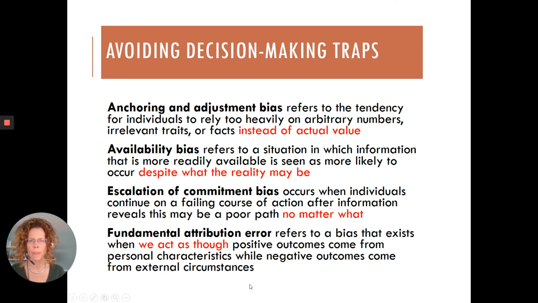Availability bias refers to a situation in which information that is more readily available is seen as more likely to occur, despite what the reality may be. The text gives the example of you purchase a white car, and all of a sudden you notice, my gosh, there are white cars. We tend to notice the things that we have heard about. We tend to think that, oh, those must be much more common than perhaps they really are.